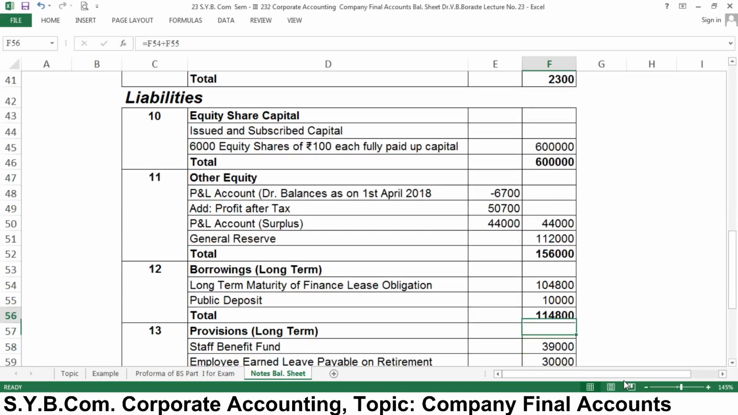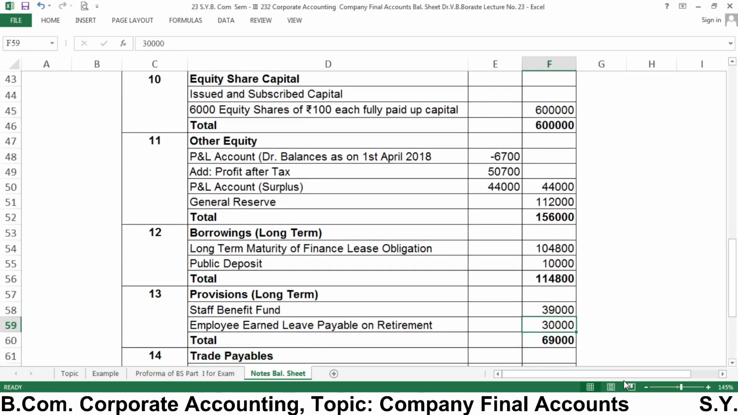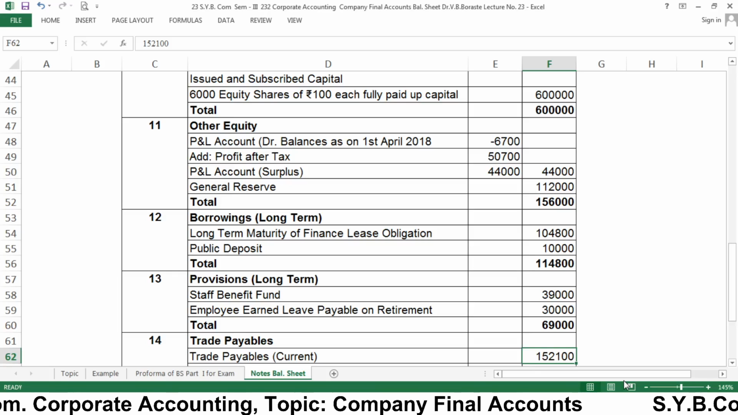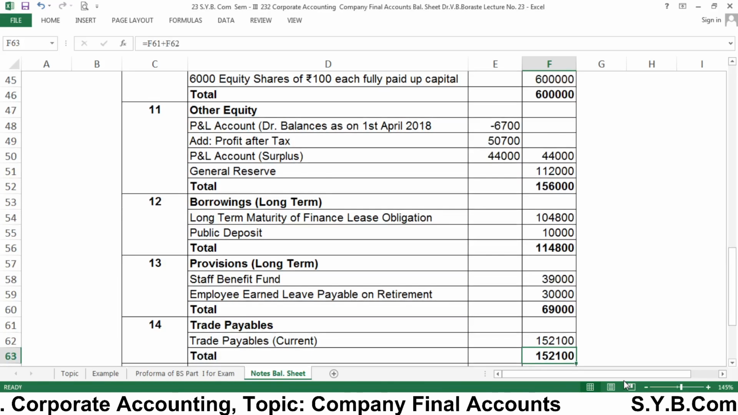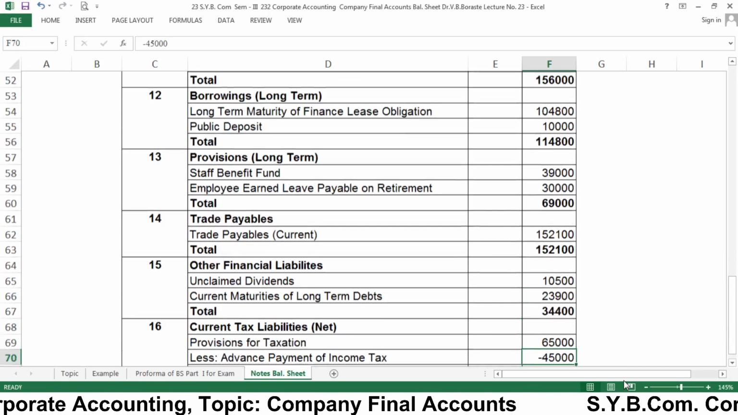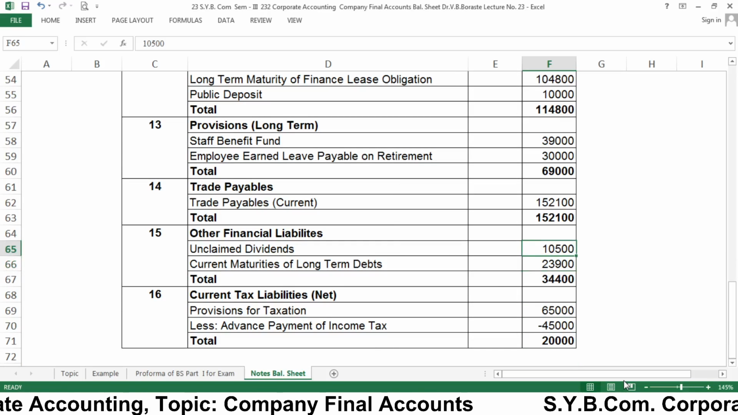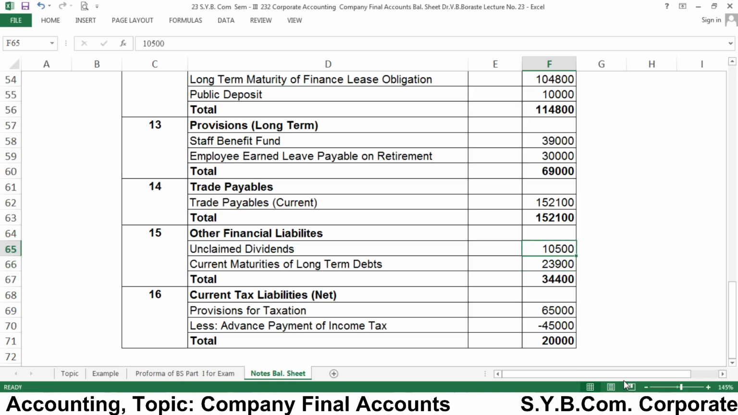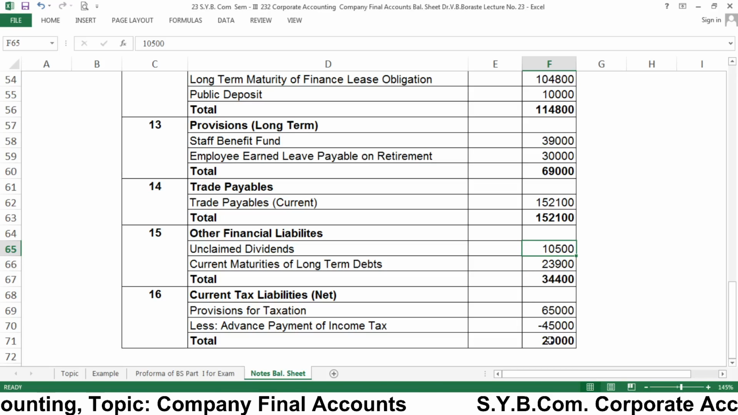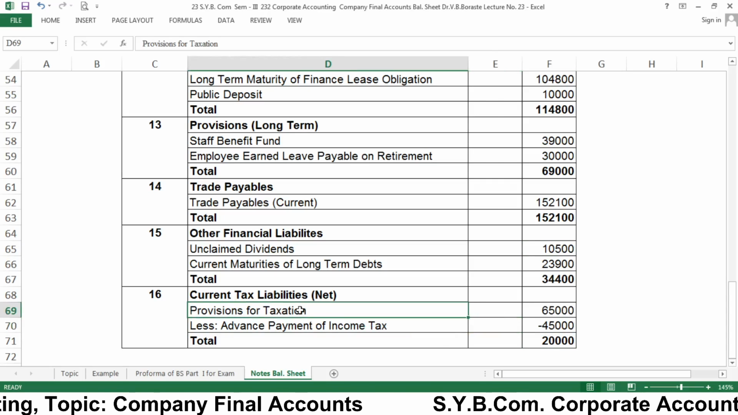After that, borrowings total is rupees 1,14,800. Provision, that is long term provision, is rupees 69,000, which is the total of staff benefit fund and employee earned leave payable on retirement. And trade payables are 1,52,100. And the second last liability is other financial liability, which comprises unclaimed dividend and current maturity of long term debt, that is 34,400, and current tax liability rupees 20,000, which is after the deduction of advance payment which we have already made from the provision for taxation.